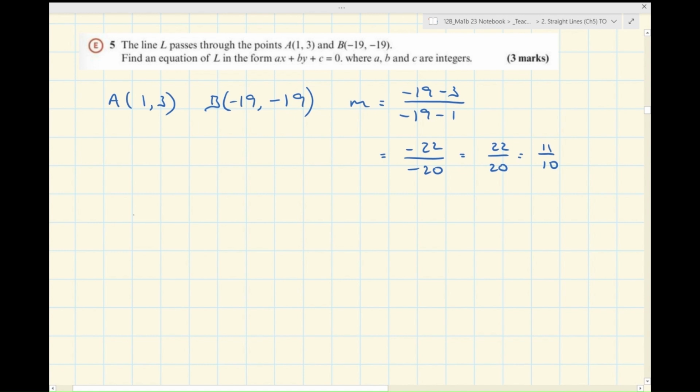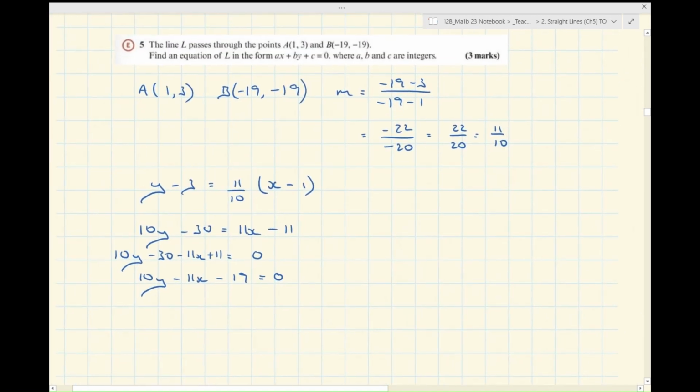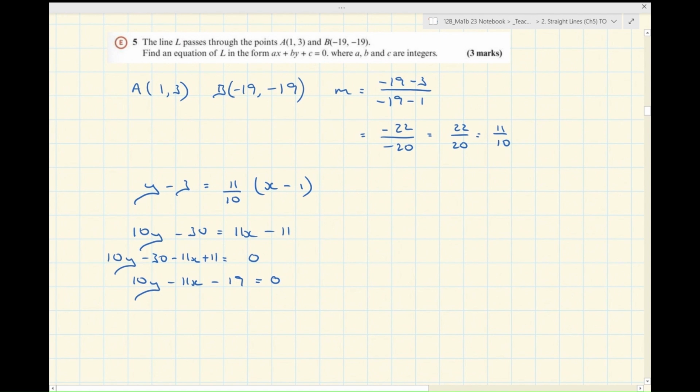And so now I'm going to use y minus y1, and I'll use the point A. y minus 3 equals the gradient multiplied by (x minus 1), which is going to give me 10y minus 30 equals 11x minus 11. And I need to give it in the form where I've got equals 0. So I'm going to have 10y minus 30, and I'm going to subtract 11x, and add 11. So that's going to give me 10y minus 11x minus 19 equals 0. And there is the equation of the line L.